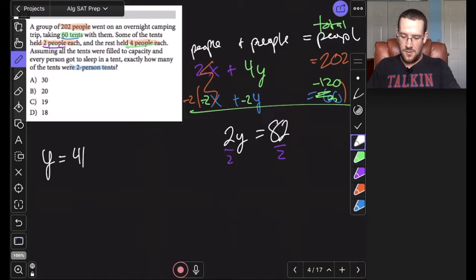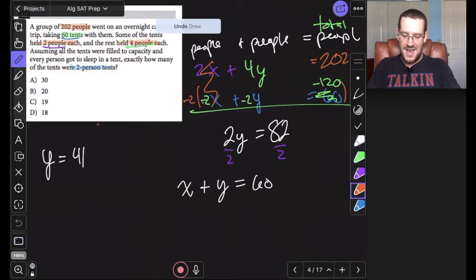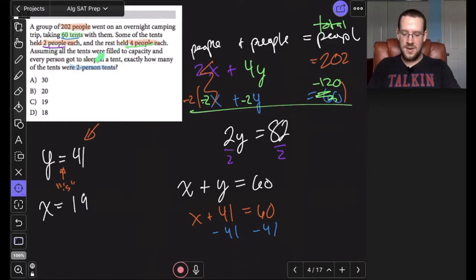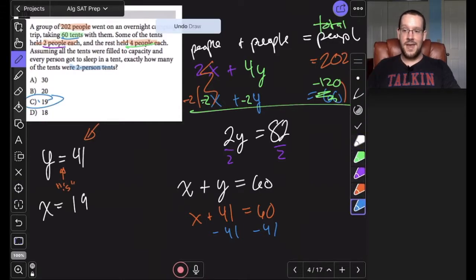Got it. So let's remember we had x plus y was equal to 60. So y is 41. So what do we got to do here? Subtract 41 from both sides. We have x is, and notice what came first, x or y. X comes before y, so whenever we're doing these, I'm putting my x first. The first thing that came was 2-person tents. So my x value was 19. Thus, we have the answer here is C.